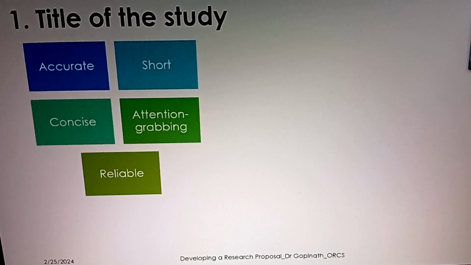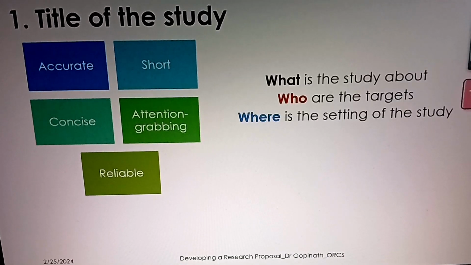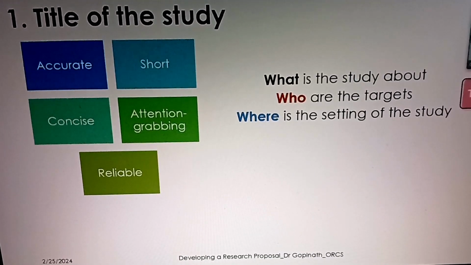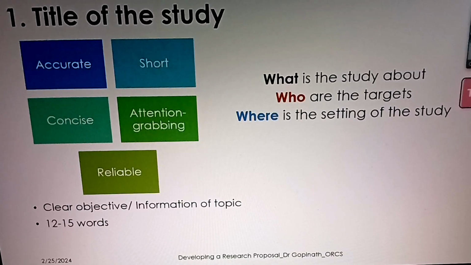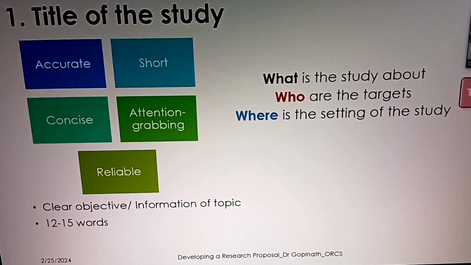So you cannot write stories in the title, and the title should always express these three things: what the study is about, who the targets are, and where the study setting is. If you are able to give these three key points within 12 to 15 words, that becomes a very nice title, and it has a clear objective and information about the topic that attracts the granting agency as well as the subject experts from your field.